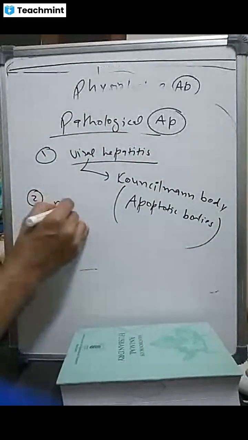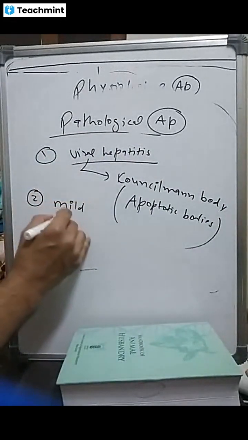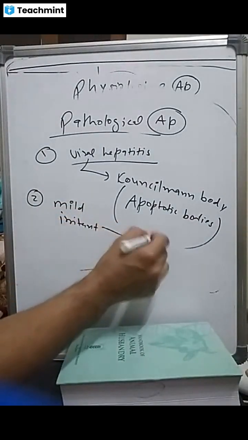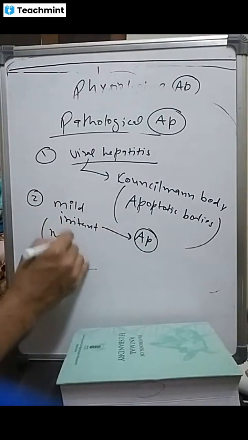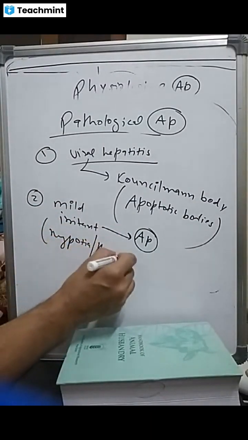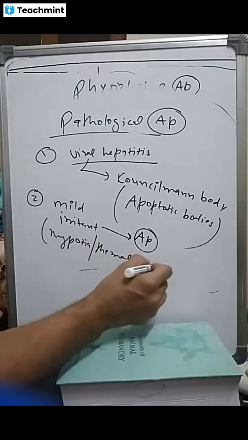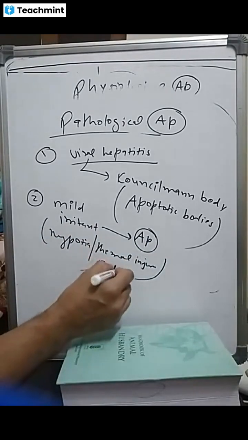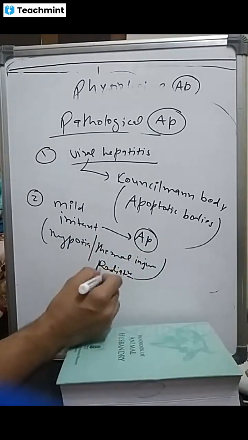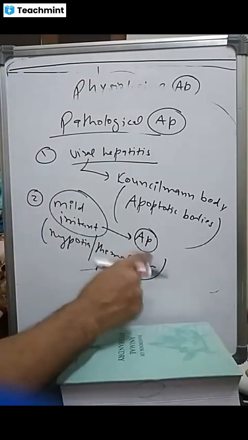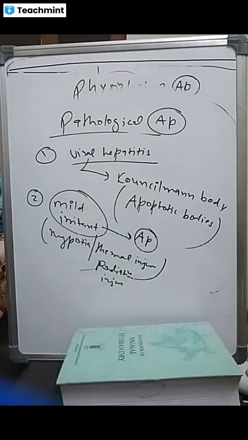Second is mild irritant. Mild irritant may lead to apoptosis. That mild irritant may be hypoxia, thermal injury, or radiation injury. But mild irritant may lead to apoptosis.